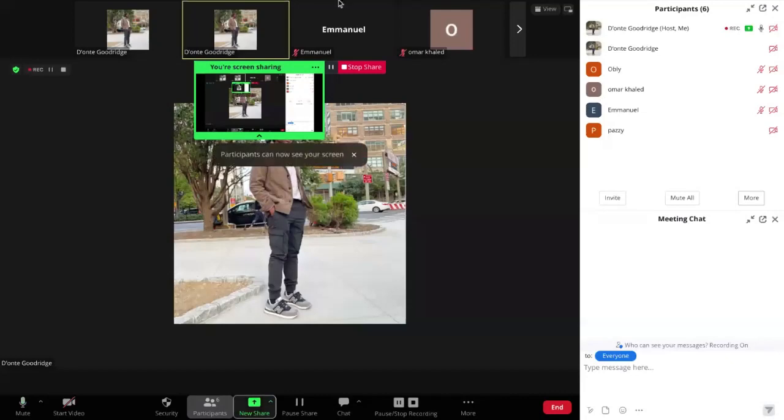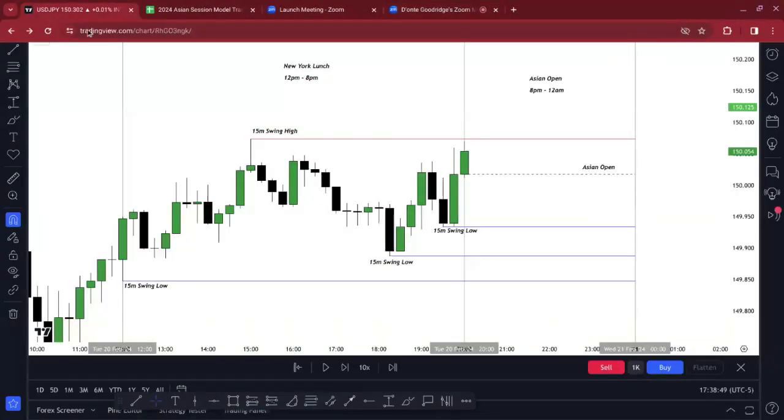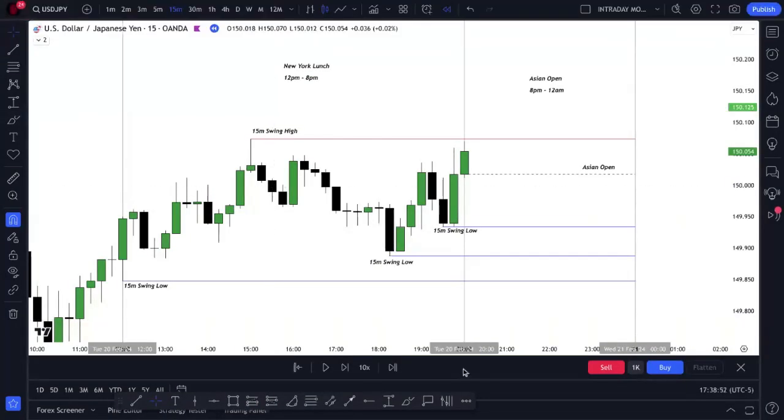This is Forensic Forex with Deontay, and we're going to be talking about last night's Asian session model. This is going to be episode 37, I believe, if I'm correct. Episode 37 to the Asian session library. And last night on Tuesday, the 20th, February 2024, we were able to see a successful Asian session model. Let's walk through it together.